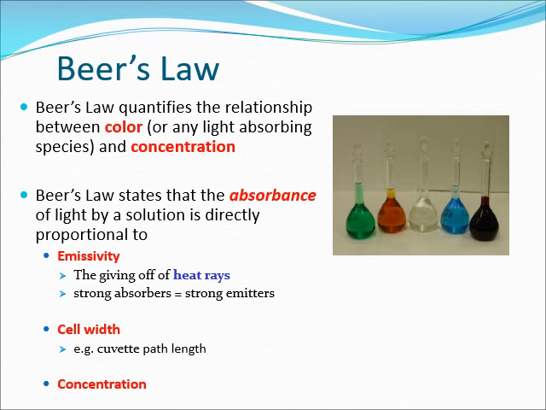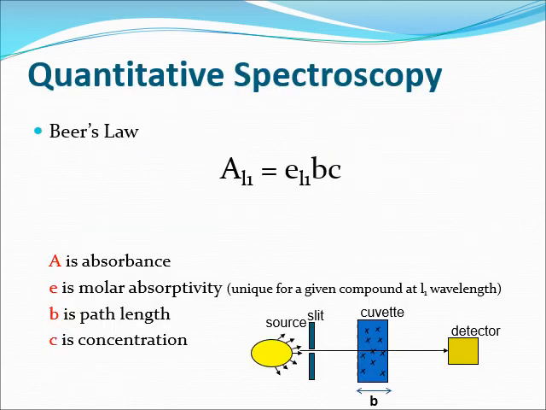Next is Beer's law. Beer's law is applied in the spectrophotometer machine. So Beer's law is the relationship between the color, from the wavelength earlier, and the concentration of your samples. Beer's law states that the absorption of light is directly proportional to the absorptivity, cell width, and also the concentration.